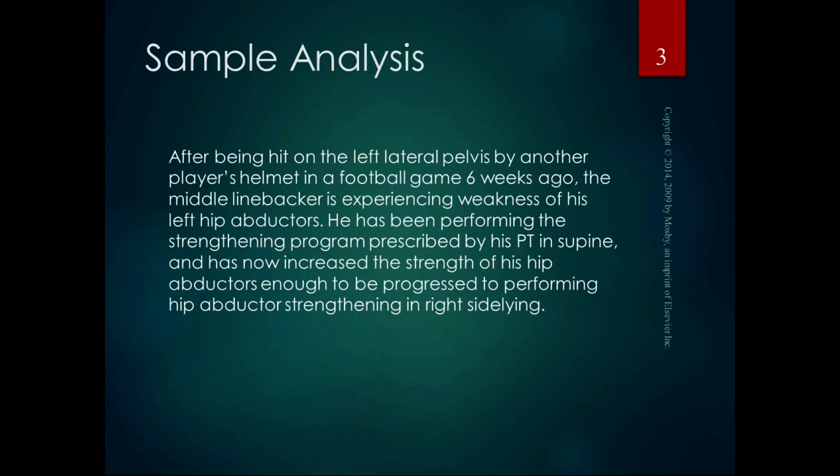It's the first part of the analysis in this one. After being hit on the left lateral pelvis by another player's helmet in a football game 6 weeks ago, the middle linebacker is experiencing weakness in his left hip abductors. So he's been performing the strengthening program prescribed by his PT in supine. In supine, for hip abduction, it is a reduced gravity position. He's weak because of his injury, so we had him in a reduced gravity position. But now he's increased the strength of his hip abductors enough to be progressed to performing hip abductor strengthening in right side lying. So it's his left hip, and we're side lying on the right. We're going against gravity, so it's a more difficult motion.